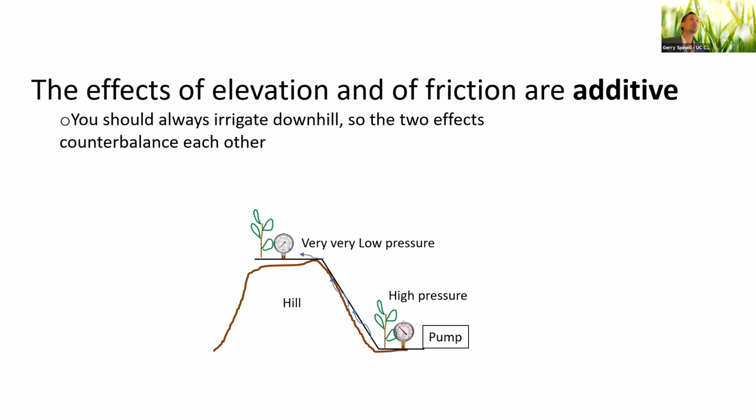So these two principles, friction causing a pressure loss and elevation causing a pressure loss, are additive. So if I'm pumping a pipe uphill, I'm losing pressure for two reasons: one, because I'm going uphill, and one, because of friction. So you should never irrigate uphill. You should first pump the water uphill and then irrigate downhill. Otherwise, these two effects will sum. The two effects are additive. Any questions about this?